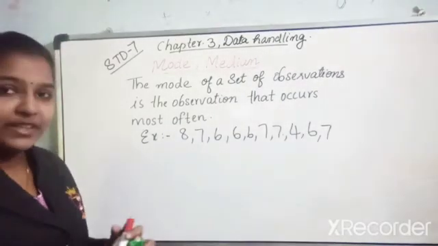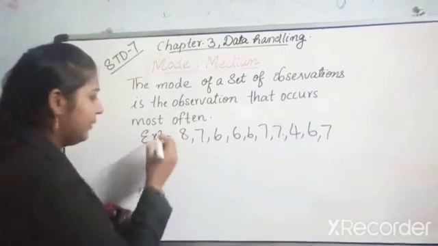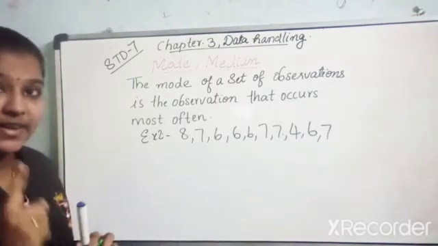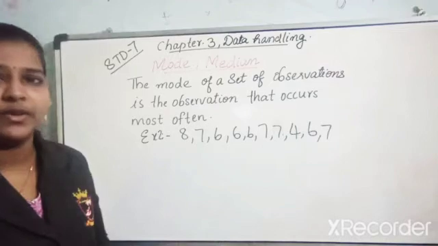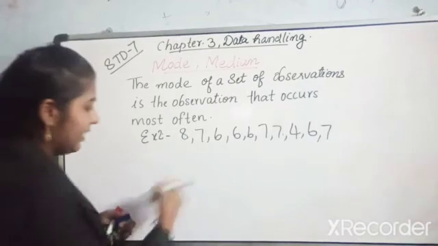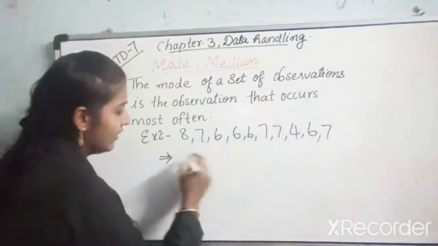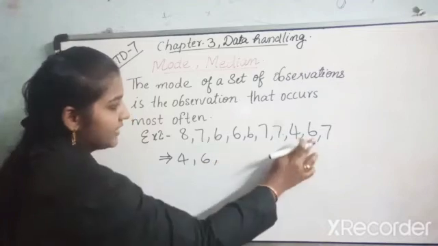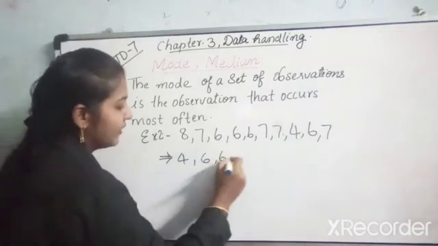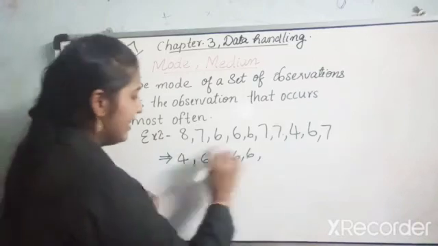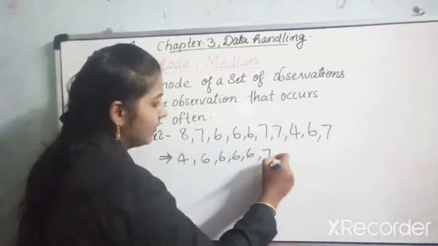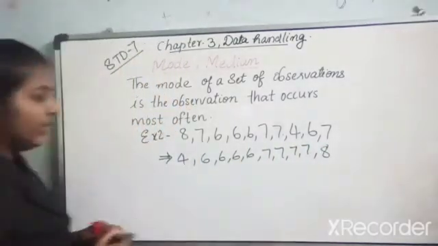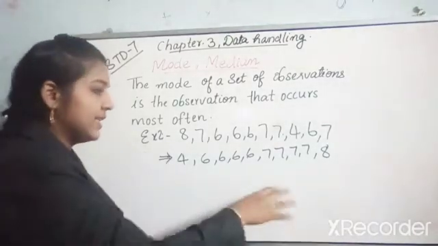Children, look at another example. This is example 2. Look at these observations. First we have to arrange them in ascending or descending order. Any one order you have to arrange. First I am arranging these numbers, starting from 4. Only one 4 is here. Then after that 6. How many 6s? 1, 2, 3, 4. Four 6s. Then after that 7, 1, 2, 3, 4. Then after that 8. So we arranged the given numbers in ascending order.